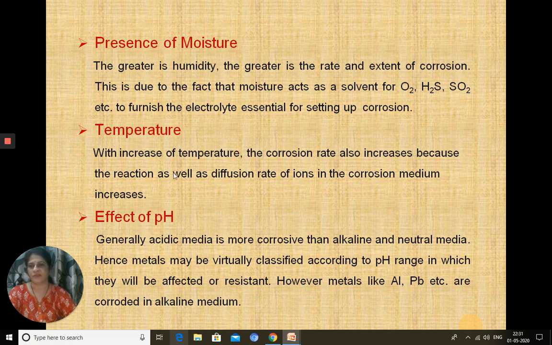Second is temperature. With increase of temperature, the corrosion rate also increases because the reaction as well as diffusion rate of ions in corrosion medium increases. Hence, temperature greatly affects the rate of corrosion. The next is effect of pH. Generally, acidic media is more corrosive than alkaline and neutral media. Hence, metals may be virtually classified according to pH range in which they will be affected or resistant. However, some metals like aluminum and lead are corroded in alkaline medium. So it varies from metal to metal.